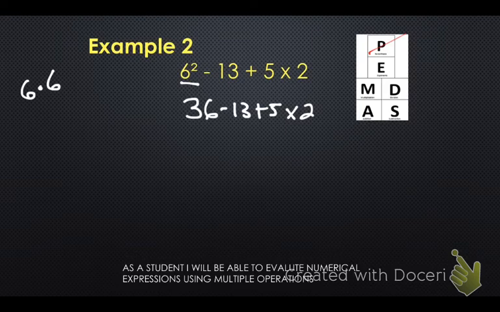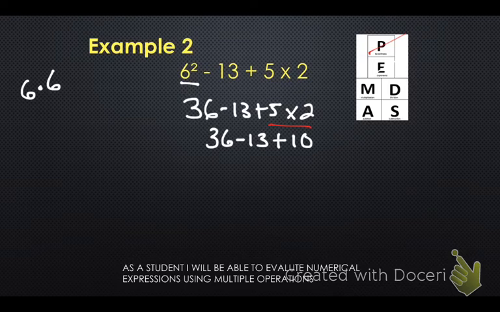Next one. Done with exponents. Multiply and divide. Do we have any multiply? Absolutely. We do have a multiply. We have 5 times 2. So we're going to go ahead and do that one. We have 36 minus 13 plus 5 times 2, which is 10. Oh, sorry, 5 times 2 is 10.